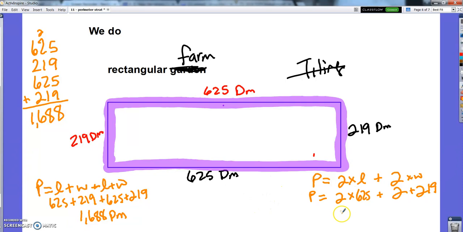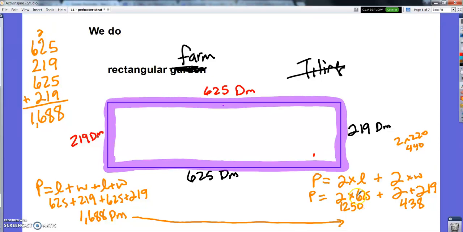I know that 2 times 600 is 1200, and 2 times 25 is 50. So that would be 1250. Here, I know that 2 times 220 would be 440. So 2 times 219 would be 2 less. So that would be 438. And if I add 1250 and 438 together, you better believe I get 1,688 decameters. So those are the perimeter formulas right there.